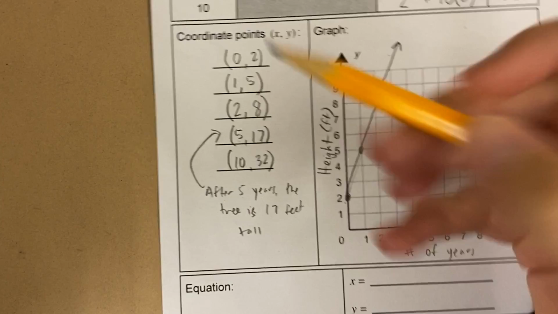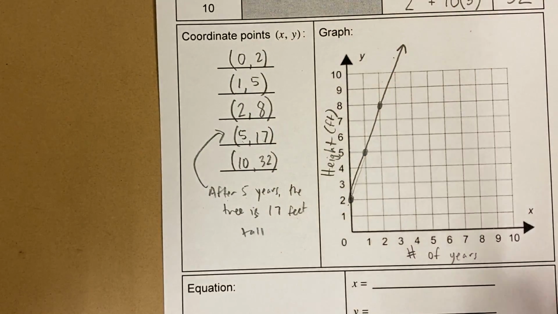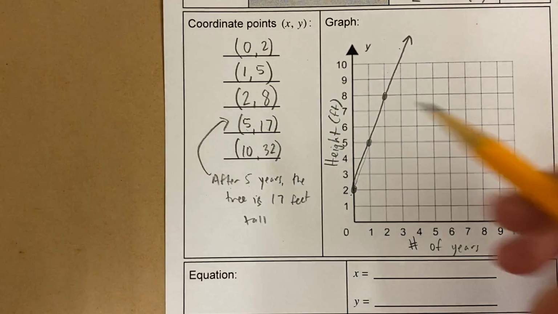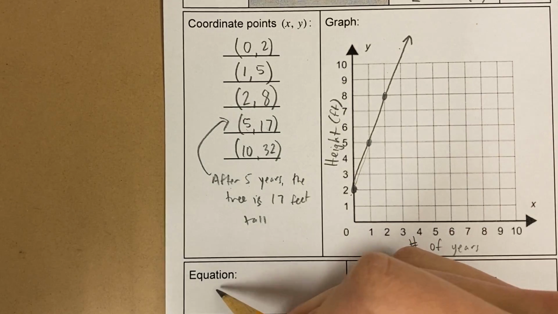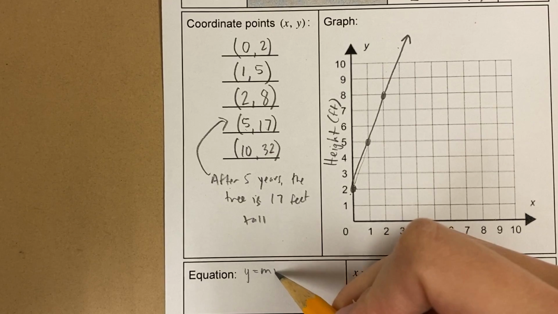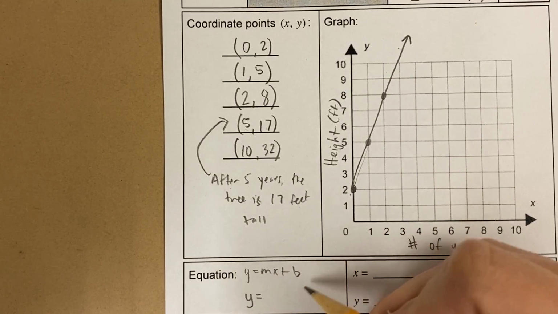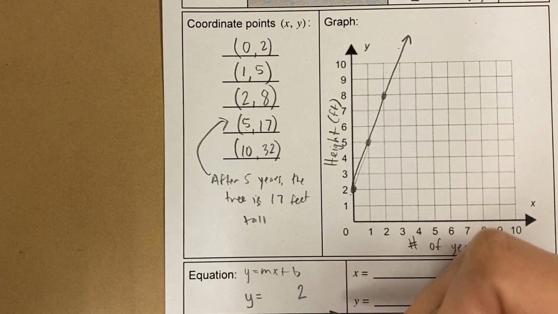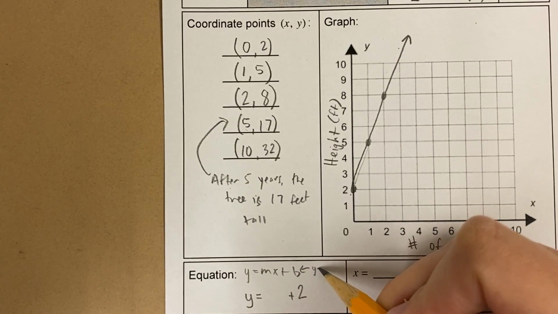I could also use 2 points, right? And I could find the slope, and then I could solve and find the y-intercept. I could do that. Okay, I'm going to just look at the graph. And what I notice is that the y-intercept is 2. So if I'm writing y equals mx plus b, I'm going to write y equals, and my y-intercept is 2, right? Remember, my y-intercept always goes here. This b is my y-intercept.